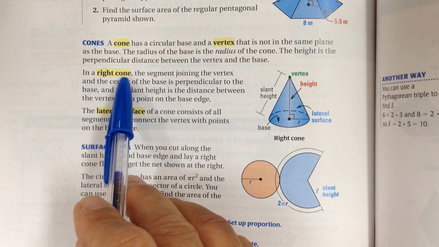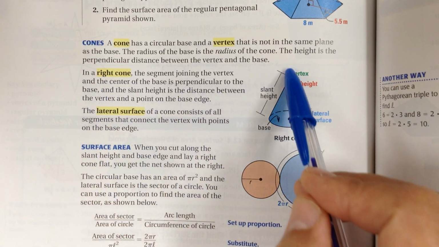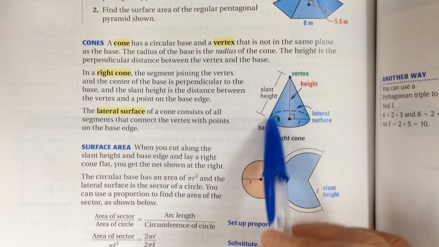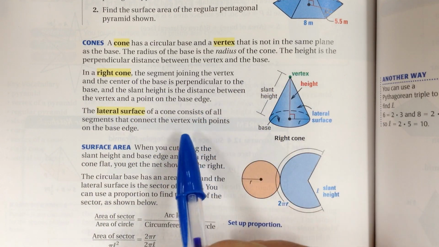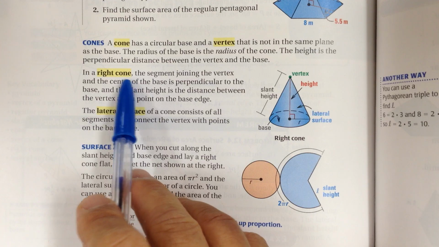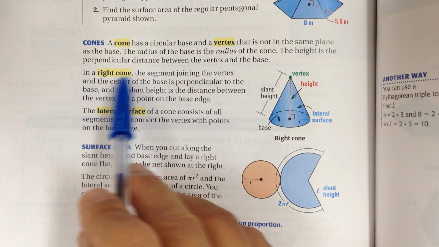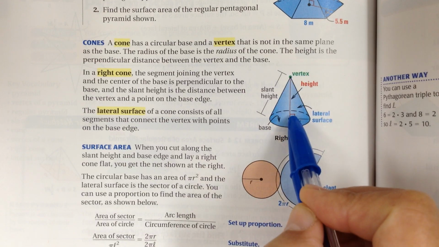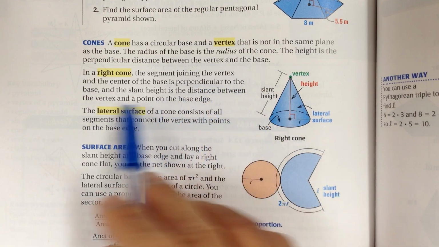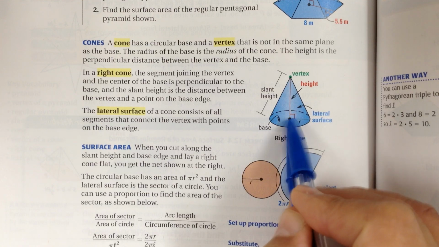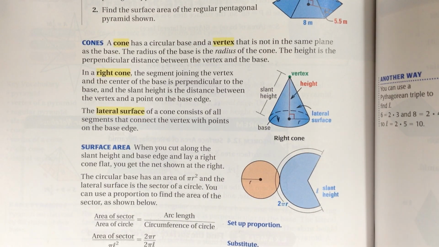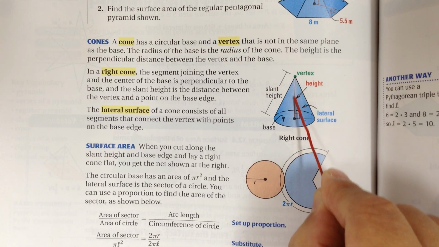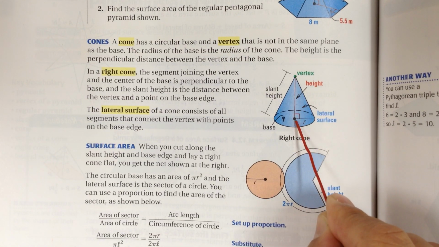It says in the right cone, so the word right means it's straight, it's not slanted. So again, right cone means it's all straight, not a slanted cone. In a right cone, the segment joining the vertex and the center of the base is perpendicular to the base. So again, this is perpendicular over here, so you can see that. So in a right cone, the height is perpendicular to the base.